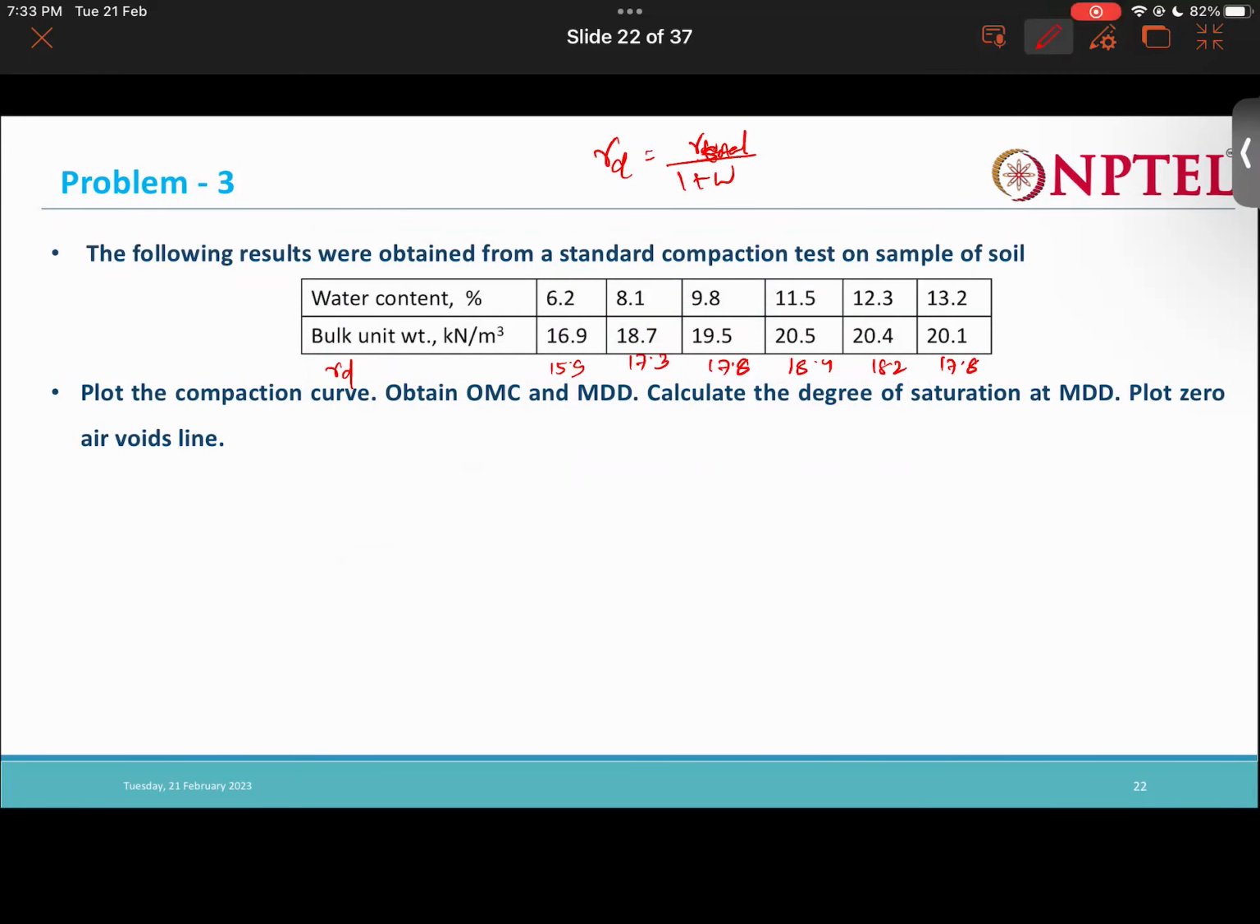Yes, sir. Okay, this calculation of degree of saturation you can do as homework. You can do it by yourself, exactly the same as the previous one. You can calculate the degree of saturation. Here they have asked to calculate the degree of saturation at the maximum dry density only.